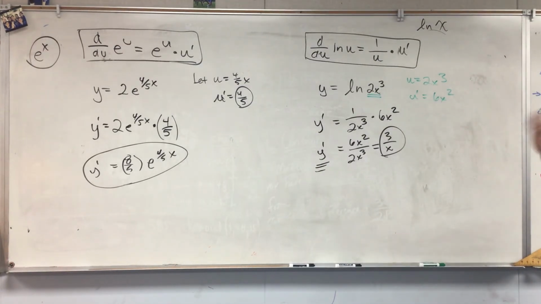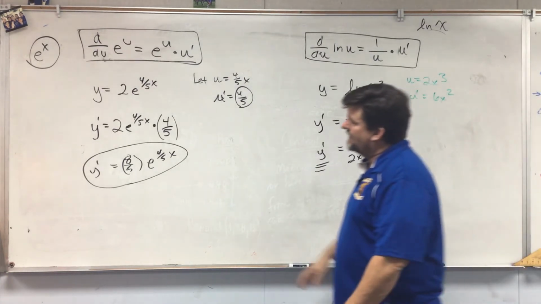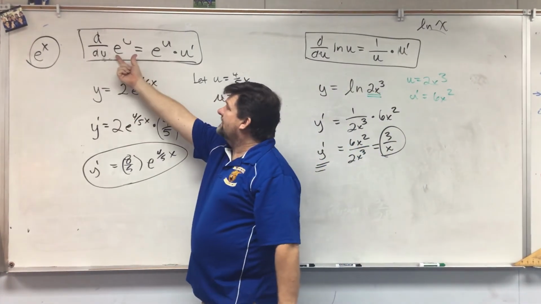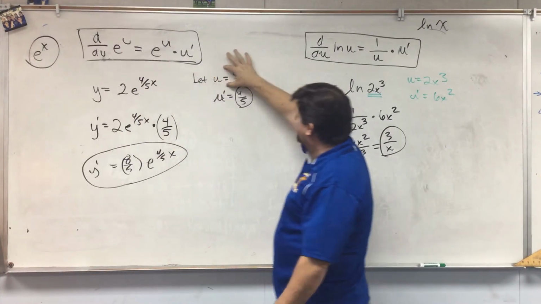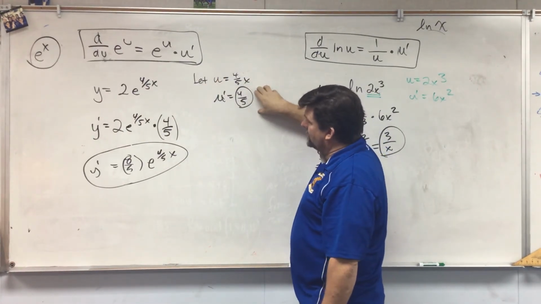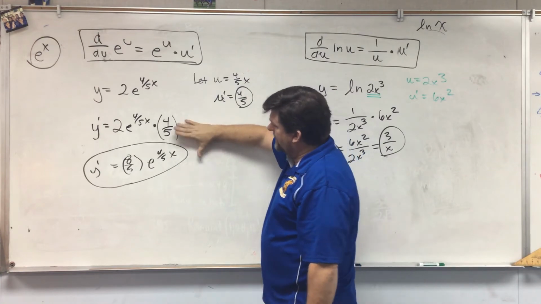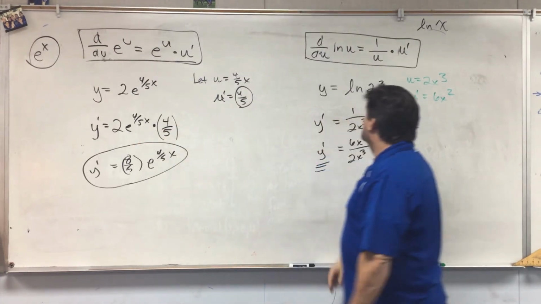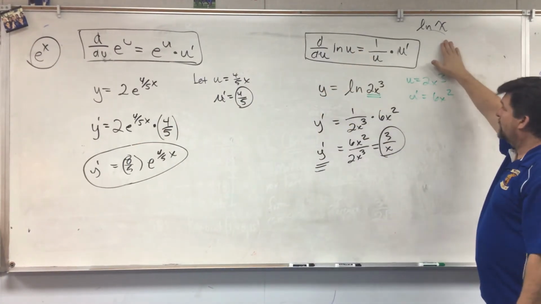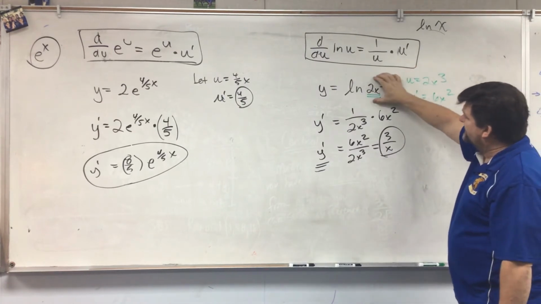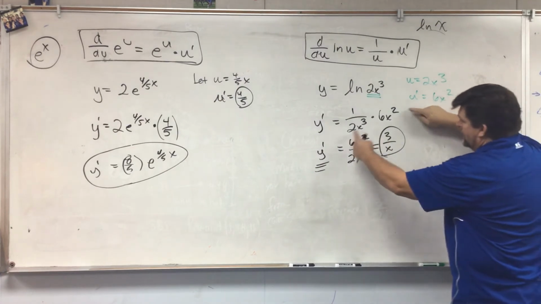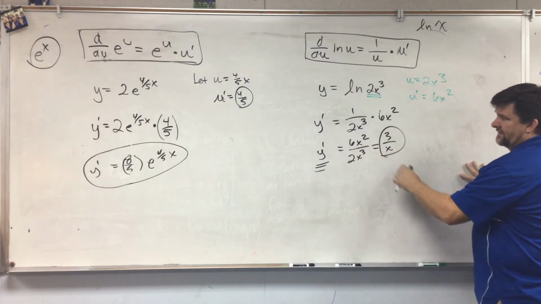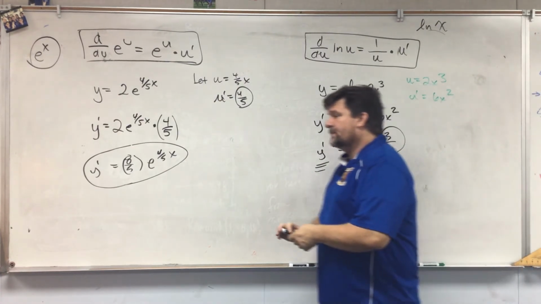Okay, so go back through it. E to the x, e to the u stays the same. Then we take this as u. We find u prime. We put it here. We clean it up. Natural log derivatives: we assign this as u. Find u prime. Put the two together. Clean up the fraction. So those are pretty straightforward.